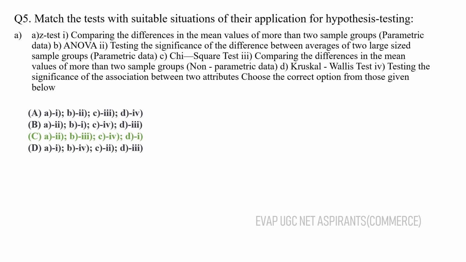Then next one is for chi-square test. Chi-square test is association between 2 attributes. So testing the significance of association between 2 attributes. The next is Kruskal-Wallis test. So Kruskal-Wallis test is a non-parametric test. So it will be comparing the differences in the mean values of more than 2 sample groups. So option C is the right answer, that is for A it is 2, for B it is 3, for C it is 4 and for D it is 1.